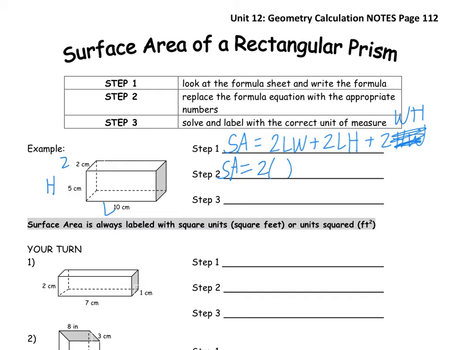Okay, so 2 times L times W. Alright, so L, the length, is 10. The width, that's supposed to be a W over there, was 2, plus 2 times length times height. So the length is 10, height is 5, plus 2 times the width times the height. Notice how I'll put letters above my parentheses. That just helps me know what to plug in where.